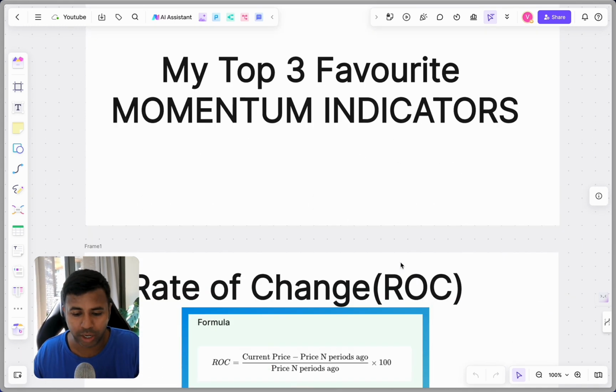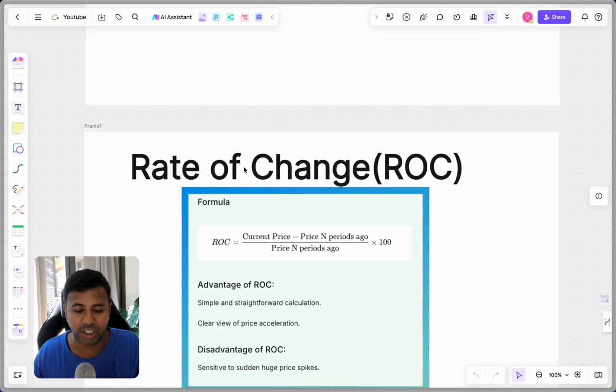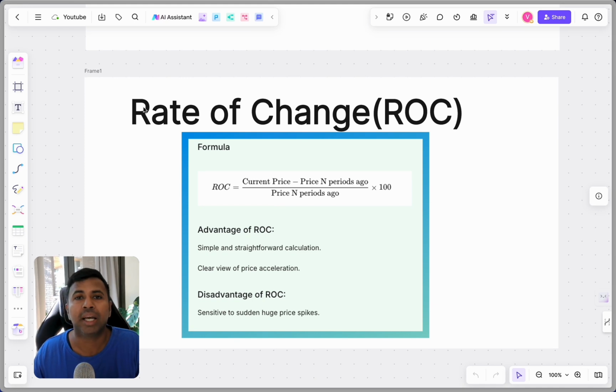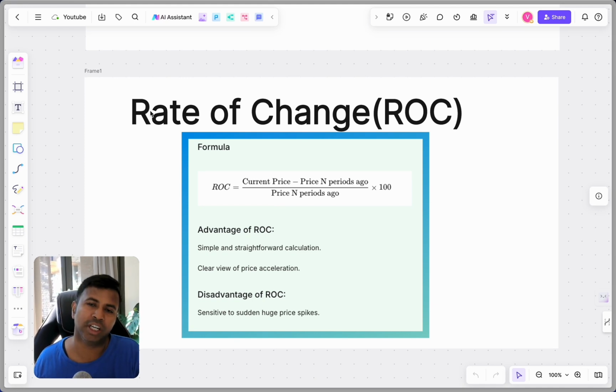So let's look at the first indicator, which is the rate of change indicator. Like the name says, the rate of change indicator is used to measure the rate at which the price is changing, because we are using price as the quantity to measure the momentum. So we are going to measure at what rate this price is changing.